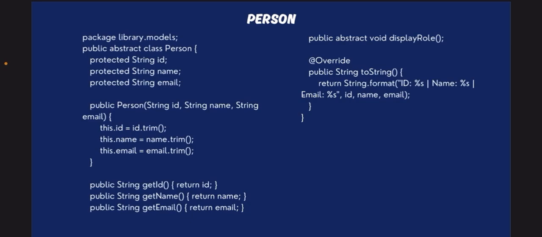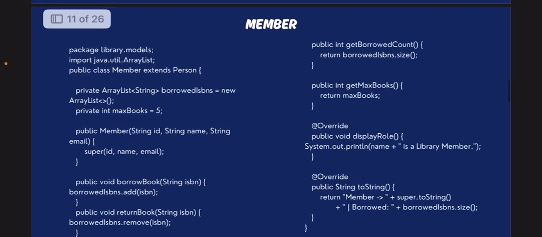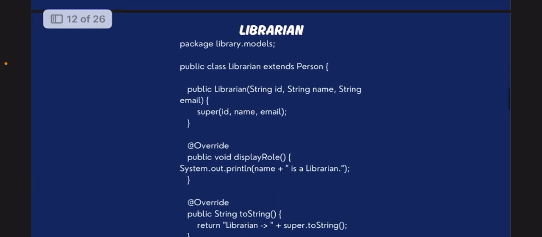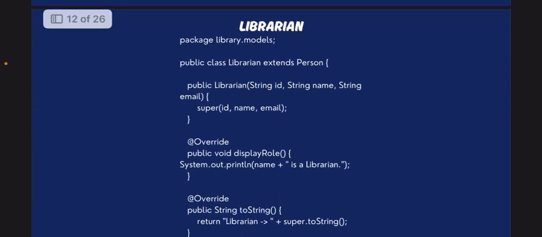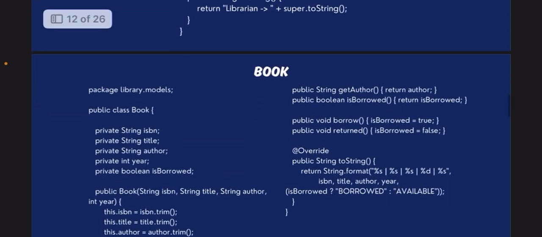For the coding, in our system, we designed an abstract class Person that contains basic attributes like ID, name, and email. From this class, we create two subclasses, which are Member and Librarian. Member represents library users who can borrow books, while Librarian represents staff managing the library. Both classes override the displayRole method, which demonstrates polymorphism. The Member class also contains methods to borrow and return books and to track how many books have been borrowed.